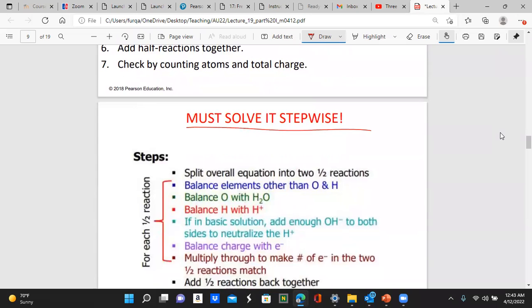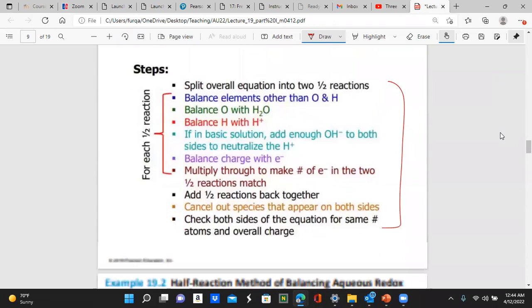You must solve these questions stepwise. I'm telling you again, if you jump from step 1 to step 4, you're going to lose track. That will be very problematic for you. So please follow the steps.